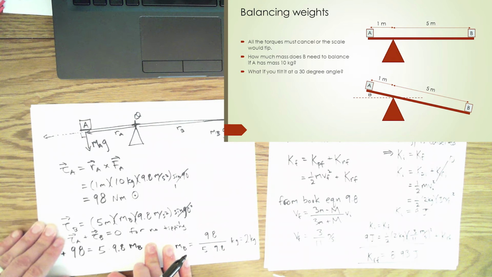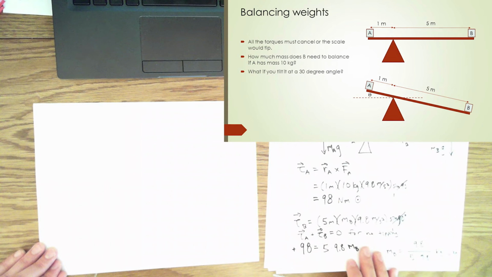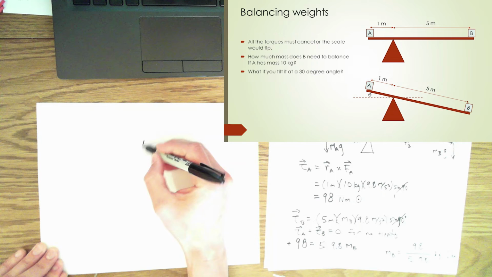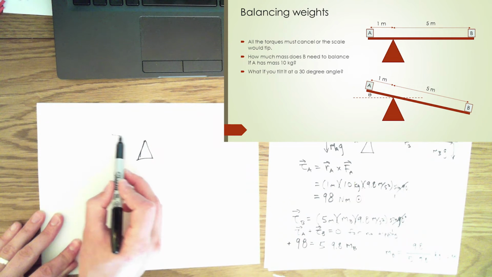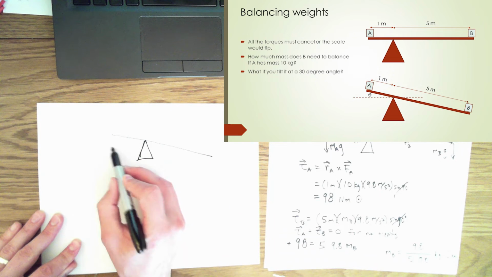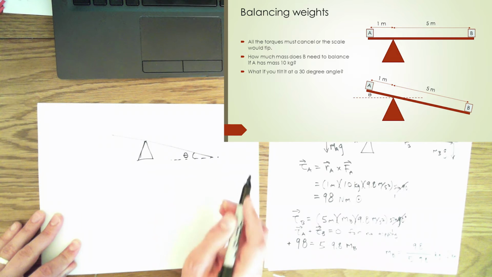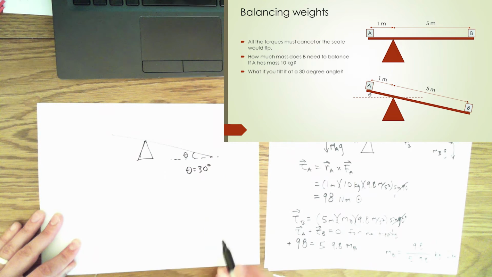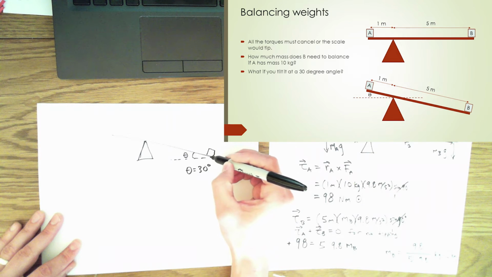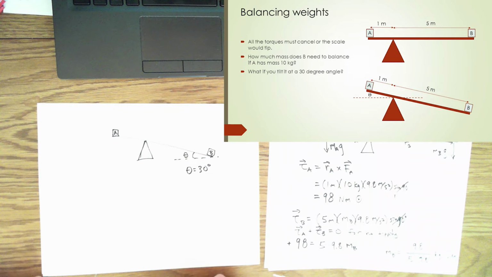Okay, what about if we tilted it? If you tilt this thing to start with at some angle, relative to some horizontal, and that angle theta is 30 degrees. We're saying theta of 30 degrees in this problem. What if you tilt it? Is the mass of B still the same, or does it need to be some different value?